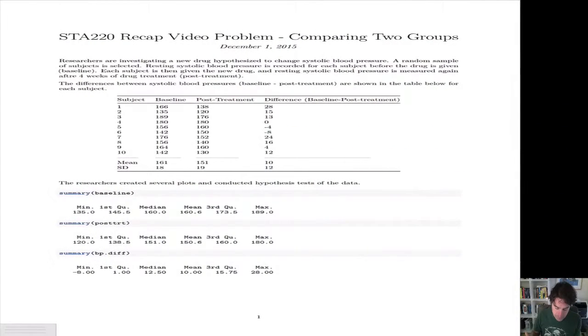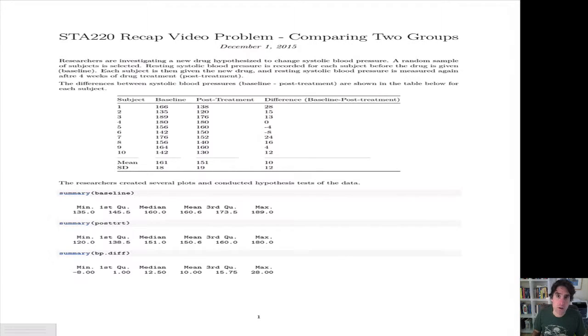So I thought I'd start off with a problem to illustrate what the issues are in this week's modules. Researchers are investigating a new drug hypothesized to change systolic blood pressure. A random sample of subjects is selected. Each subject had their systolic blood pressure measured before taking a drug and then after taking a drug. So each subject has two measurements: a baseline, which is before the drug was taken, and a post-treatment after the drug was taken.